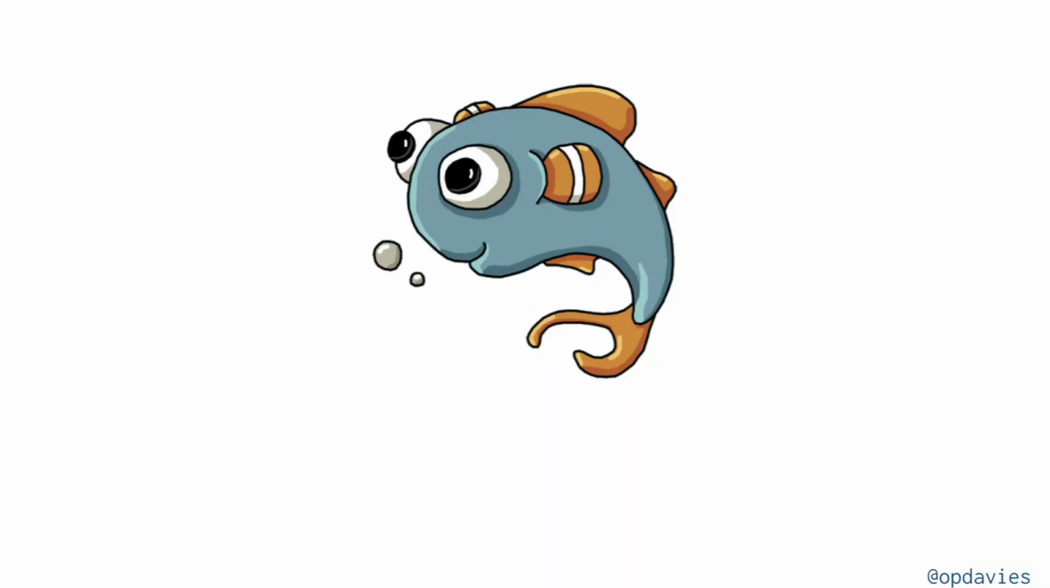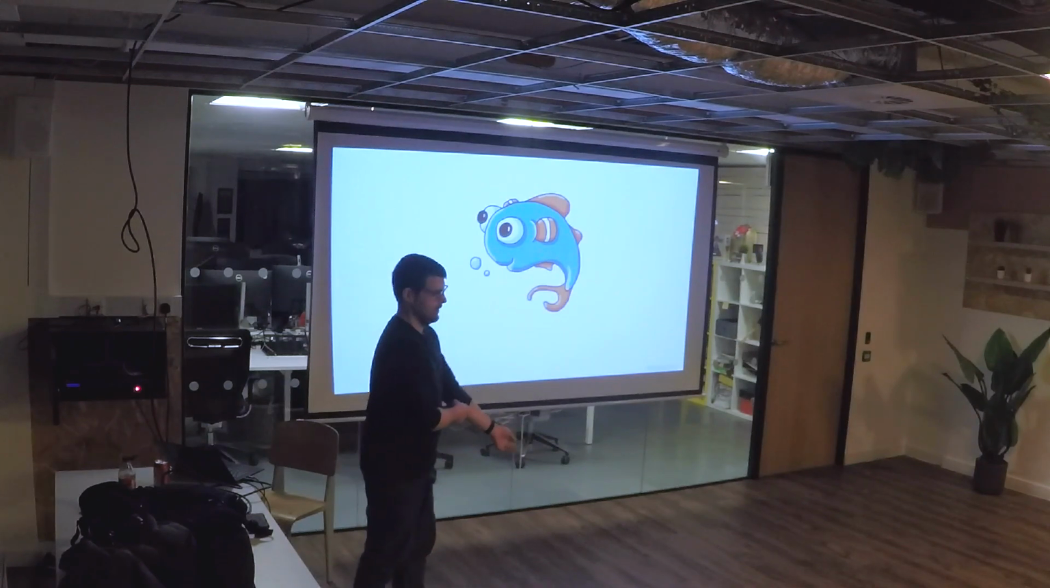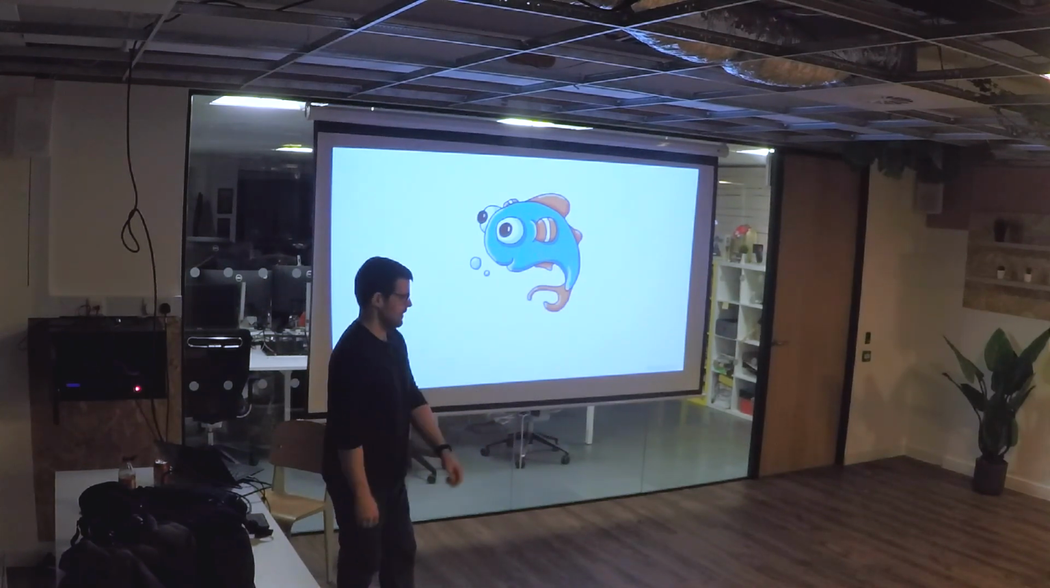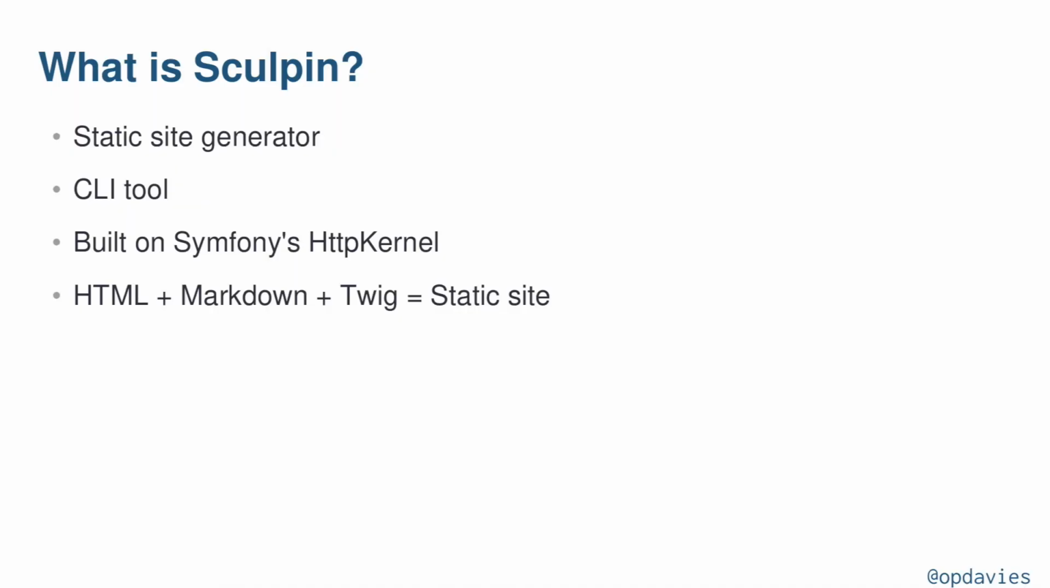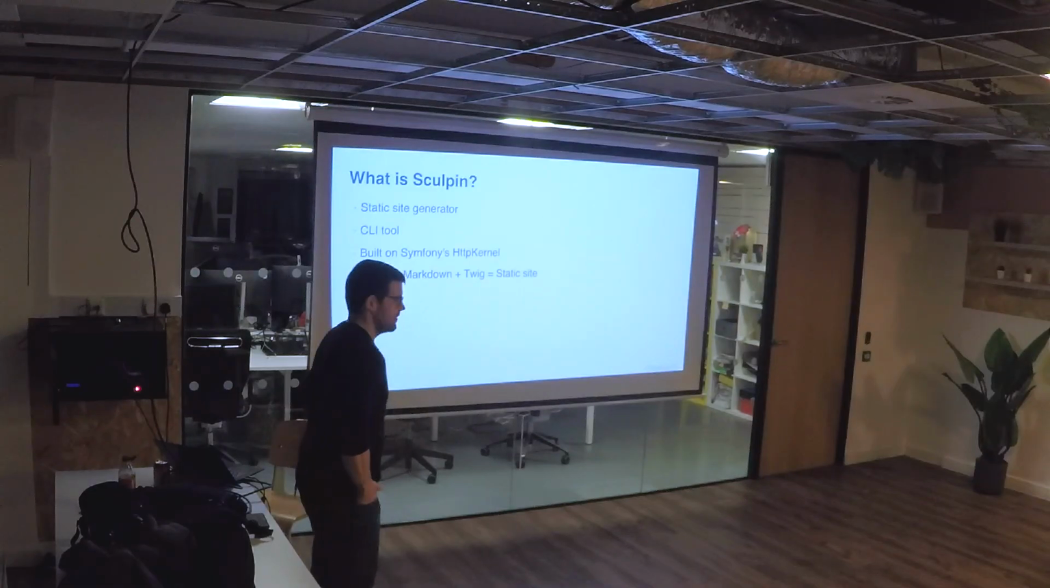But today, as I said, we're talking about this guy, and this is the Sculpin logo mascot, which I think is called Jackson, if I remember correctly. So a little bit about it. It's a static site generator, hence the building static websites part of the title.